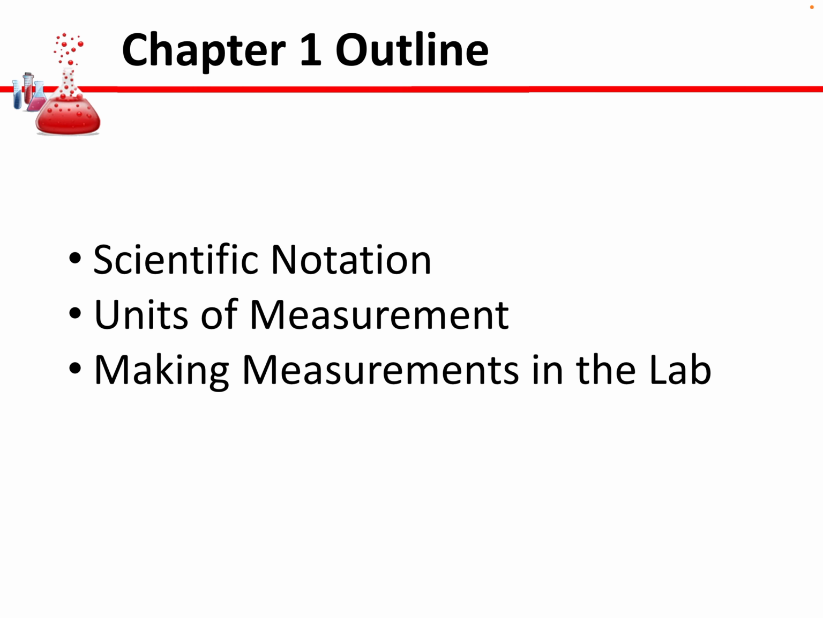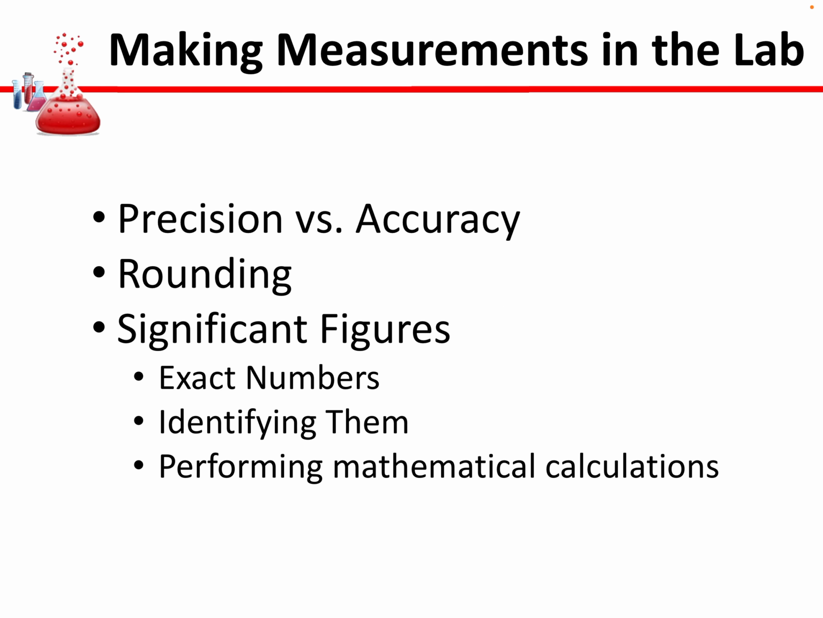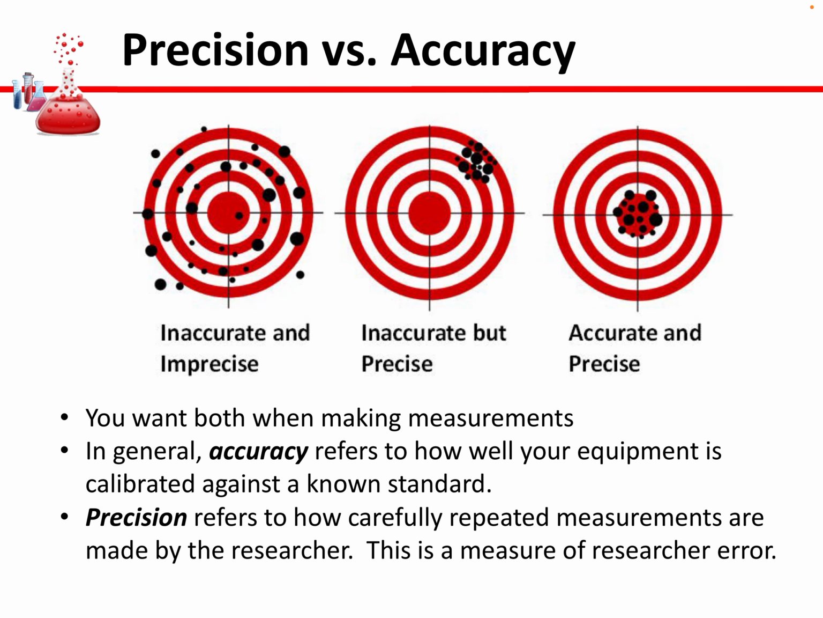So things we've gone over today, we did a lot. We did scientific notation. We did our units of measurement, making measurements in the lab. We will continue to do precision and accuracy, rounding, and significant figures. So that's the rest of what we still need to get through in chapter 1. And that would start with precision and accuracy. Let's just finish this out and then I'll let you go.